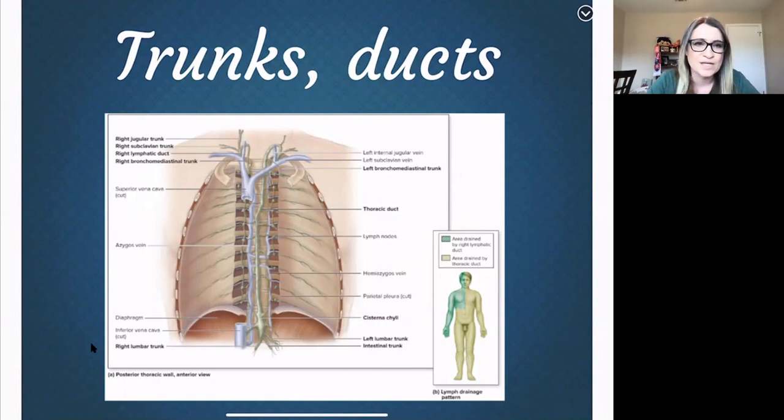Okay. So you can see the ones at the bottom there, you have the right lumbar trunk, then the intestinal is in the middle, and then the left is on the left side. So the intestinal trunk is in the middle of those. So just in general, know which one drains what, just briefly, like I just said it.